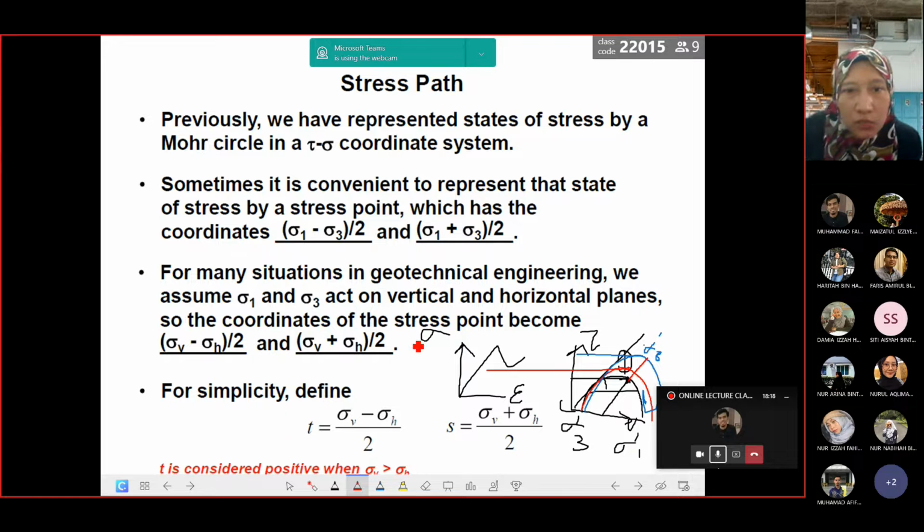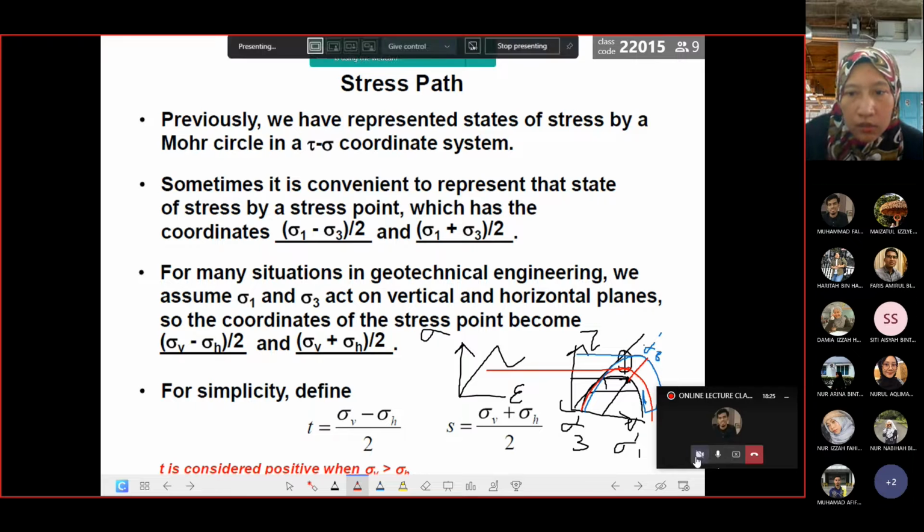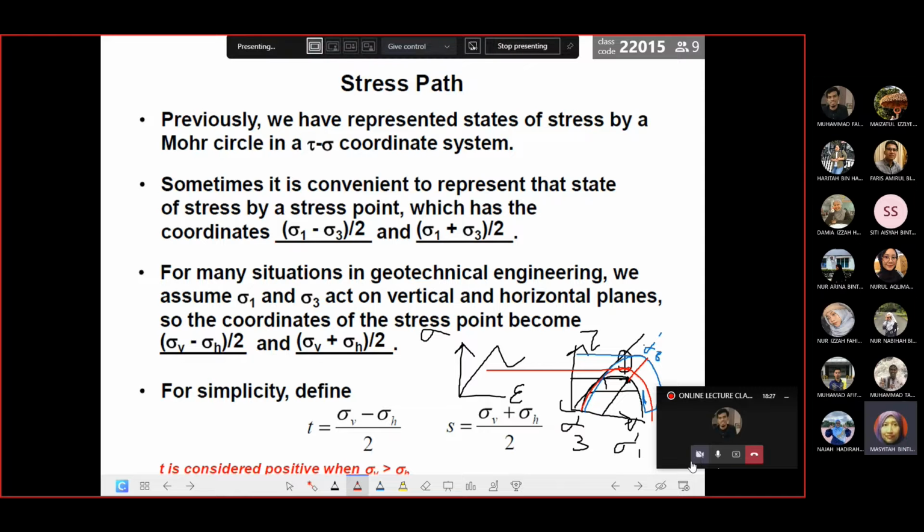Okay. For many situations in geotechnical engineering, we assume sigma 1 and sigma 3 act on vertical and horizontal planes. So the coordinates of the stress point become (sigma V minus sigma H) over 2 and (sigma V plus sigma H) over 2. Okay, this one is also similar. If you look here, what is sigma V? What is sigma H? Sigma V is the vertical stress.